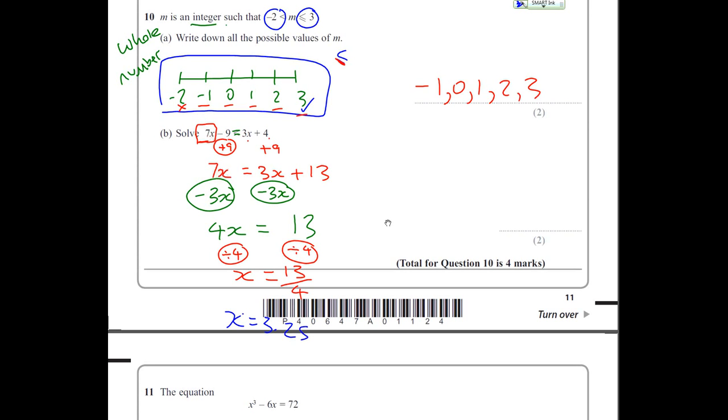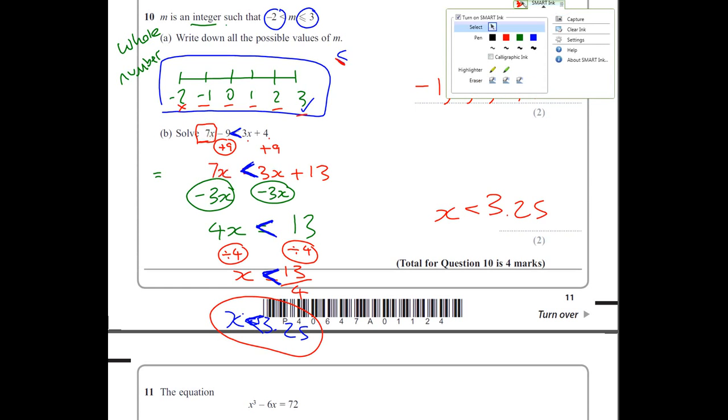Now, remember we cheated at the start, it wasn't an equal sign. It was a less than or equal sign. So you need to go back to all the equals and change them to that less than or equal sign. Then just less than, sorry. Then your final answer is x is less than 3.25. And that gets you 2 marks.